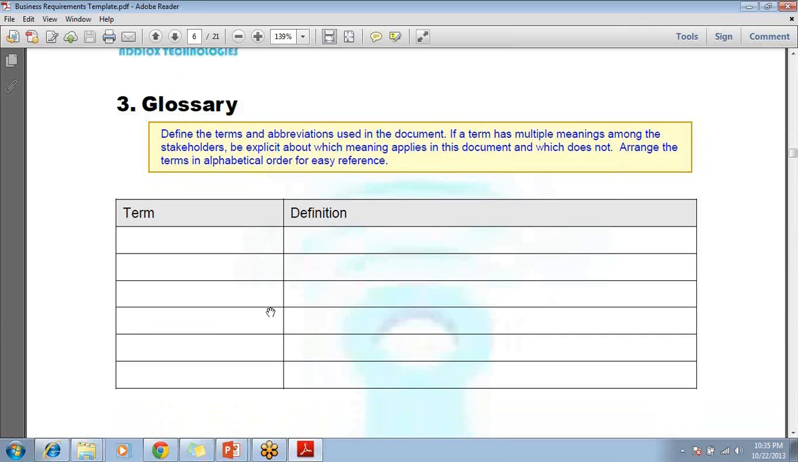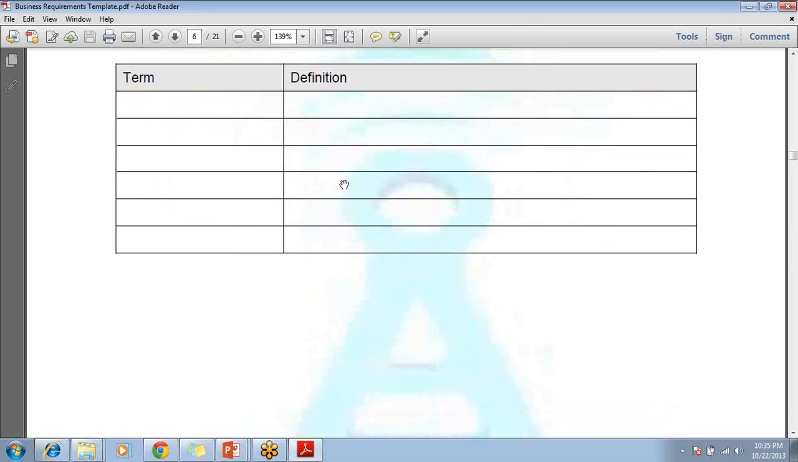Let's move on to the glossary. Very important place, because you are going to use some abbreviations, some short forms. How do I understand those short forms? I will understand them based on the glossary. A very important part of the document, because you don't have to repeat the same explanation again and again. You can just put it in the glossary and use a short form in your entire business requirement document.